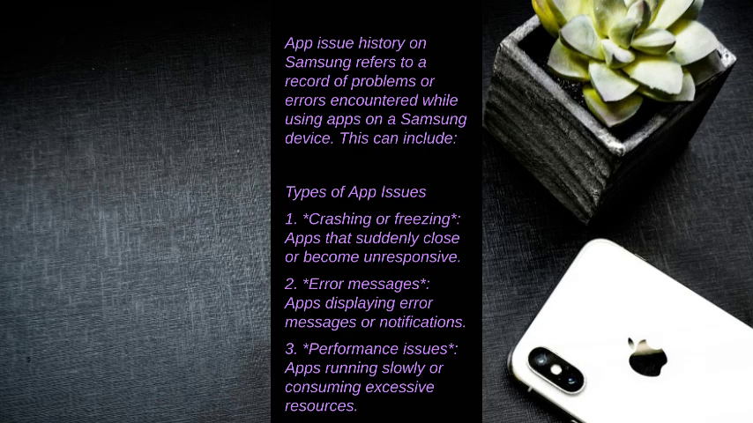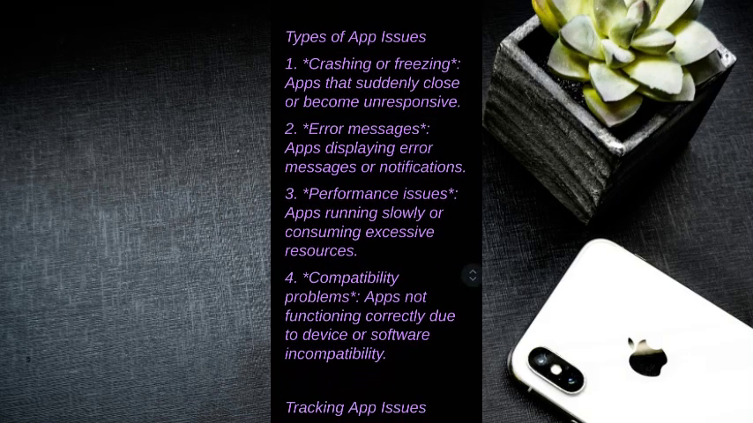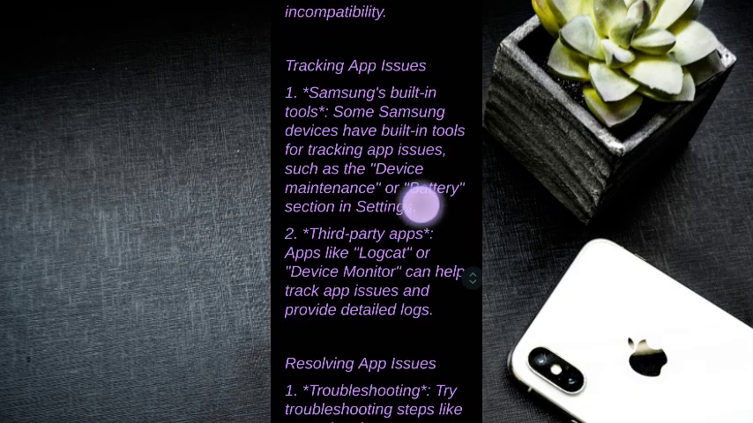App issue history on Samsung refers to a record of problems or errors encountered while using apps on a Samsung device. This can include crashing or freezing, error messages, performance issues, compatibility problems. So if this happens, what do you do?